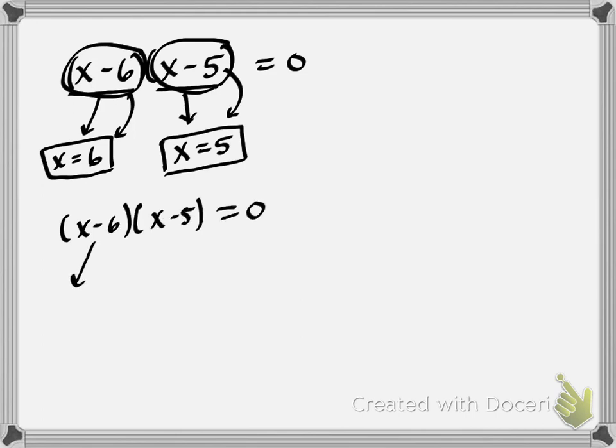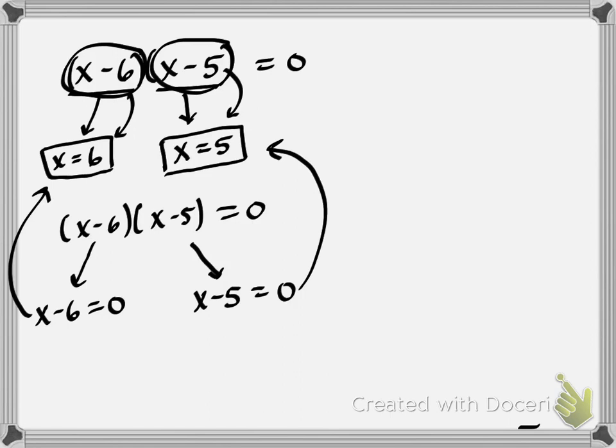I could literally set this equal to 0. Set up kind of a side equation, x minus 6 equals 0, and I could do the same thing for x minus 5. And I could also set that equal to 0. And then I can solve each one of these little side equations for x, and it should give me this answer here and this answer here. Let's take a look here.